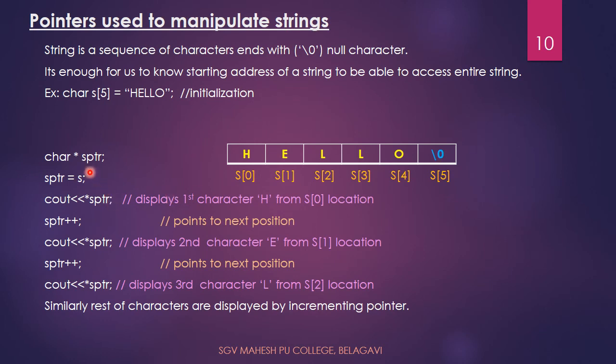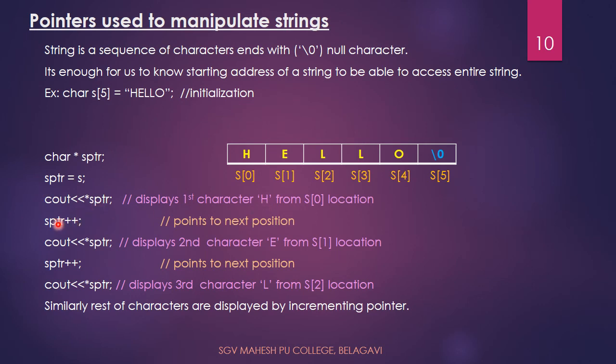Now let's see this with an example. Now I declare this pointer, that is char star sptr, the string pointer, and I'm going to assign the address of s to sptr. sptr is nothing but a pointer and s is nothing but an array. So when I display cout star sptr, it is the content of the initial value s of 0. The content of s of 0 is H. So here it's going to display the first character, that's H.